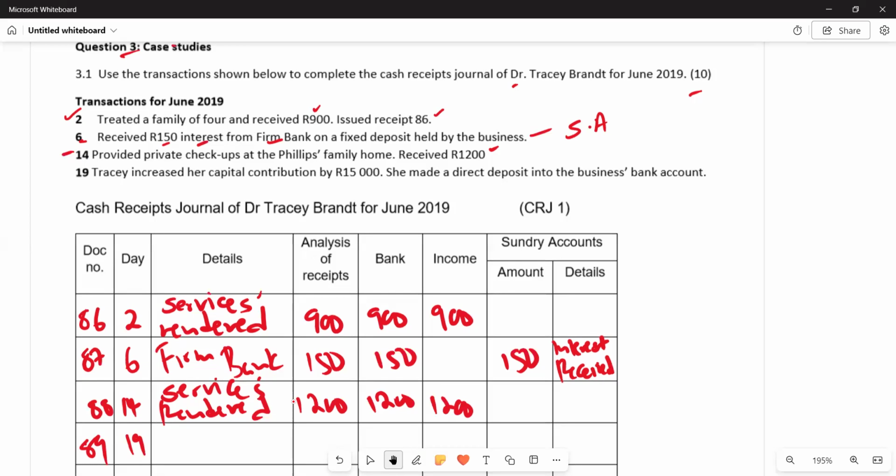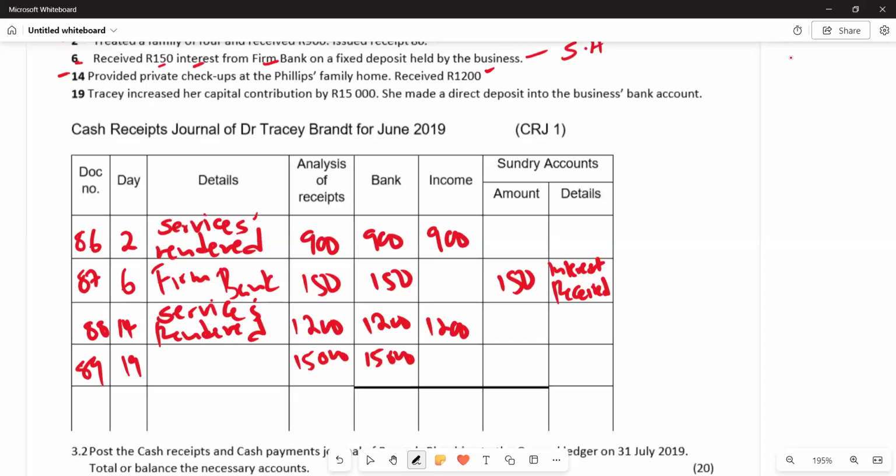On the analysis, let's start with the details. There is an increase of 15,000. Let's start by putting in the amount: 15,000, and obviously this is going to be received through bank. We also put it under sundry because it's not part of our income. So we are putting it again under sundry as our 15,000.